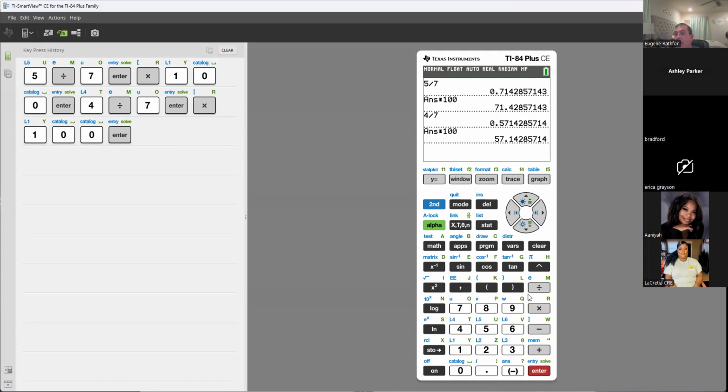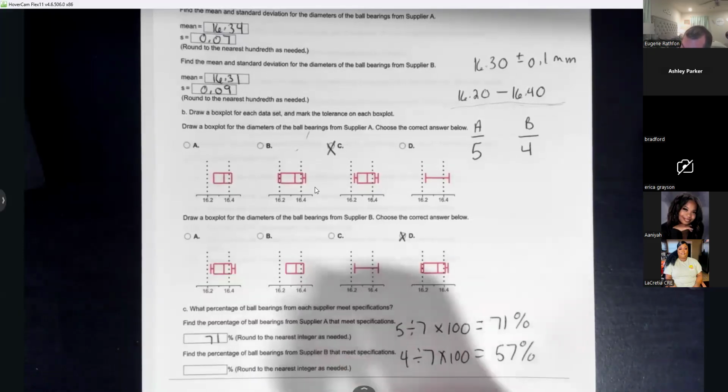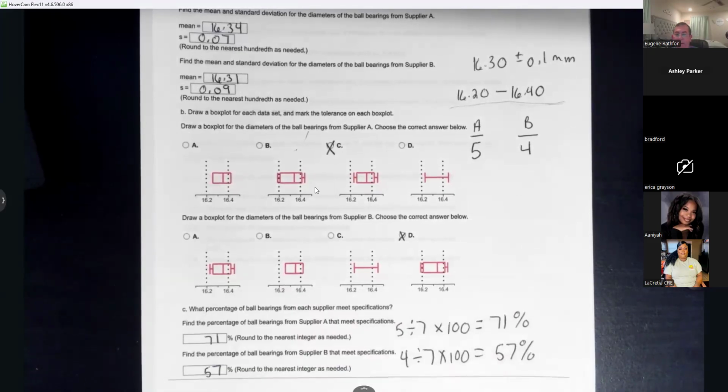So it looks like supplier A had more bearings pass the inspection than our supplier B. So now they have already got the percent here. So all you're doing is putting 71 here and then the 57 right there. All right, y'all. So let me see what's the next page.